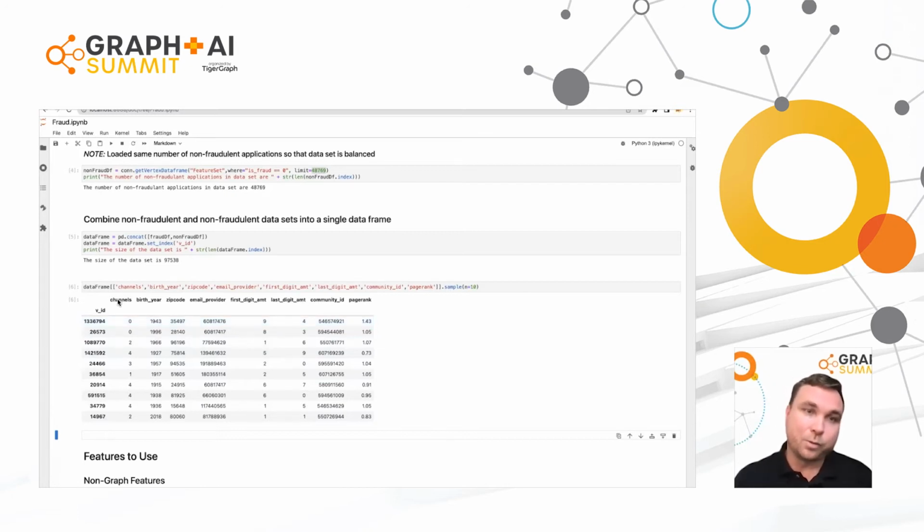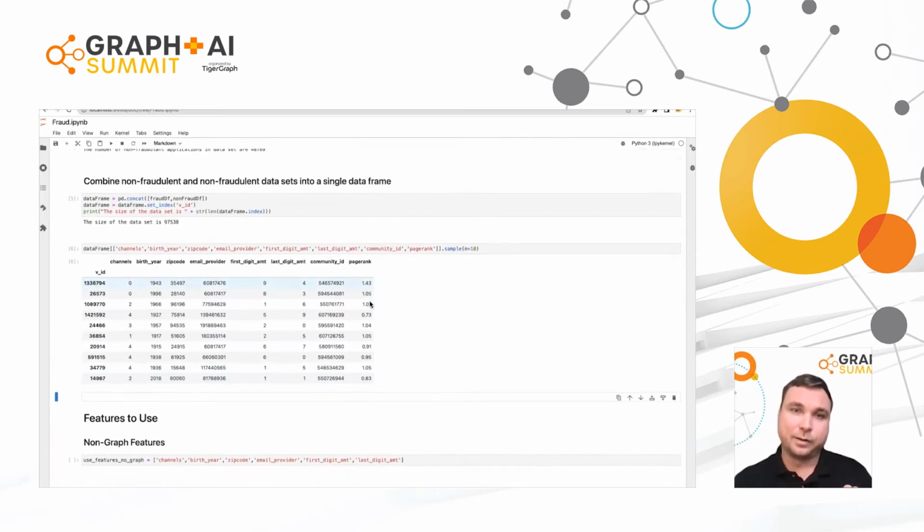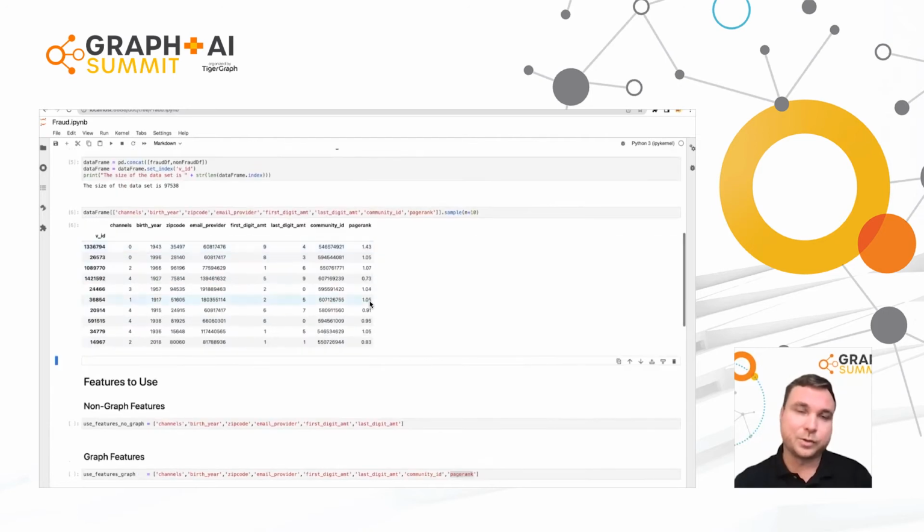These are what we would call non-graph features. So they're just standard features that can be used inside of a machine learning model. And what we've added is the community ID, which is the Louvain community detection, and also PageRank, which gives a score assigning the relative importance of that node inside the actual graph relative to other nodes.